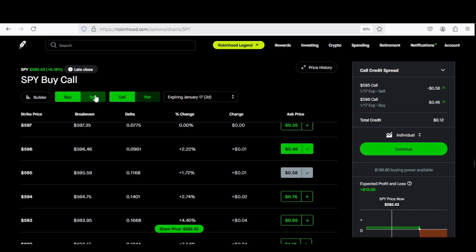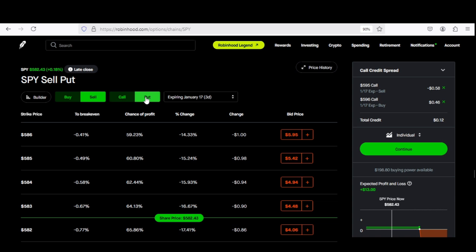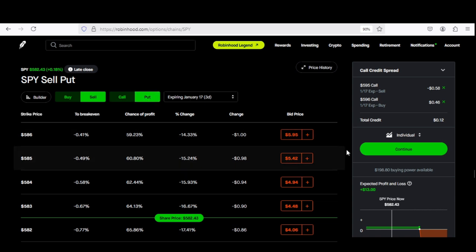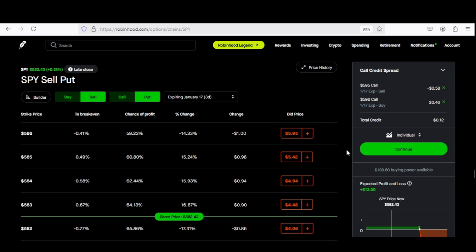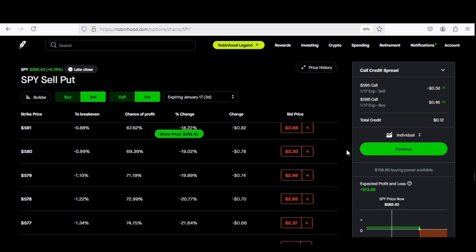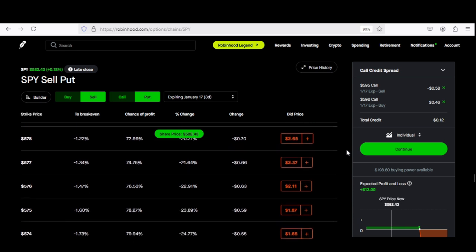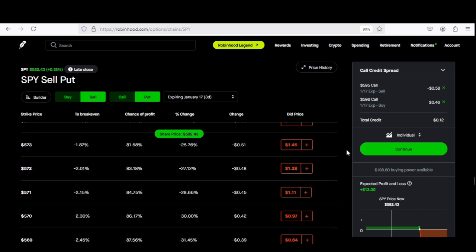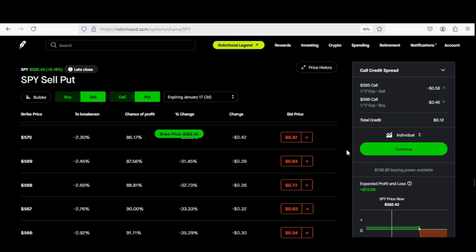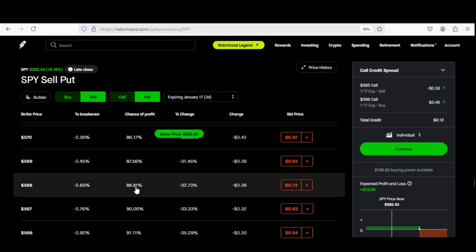So now we're going to go ahead, we're going to go to sell, we're going to go to put, and once again, we're going to maintain our exact same strike date. This time, we're going to go below the strike price and we're going to do exactly the same chance of profitability as we did for the top side of this option. So we're going to be looking for an almost 90% chance of profitability. So with that, we're going to be getting the 568 strike price.